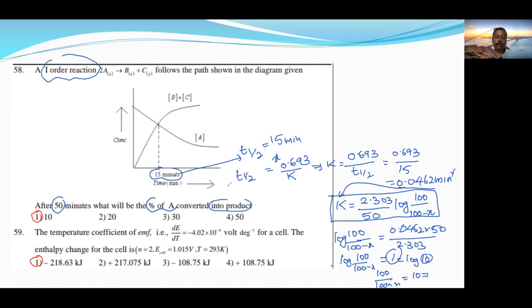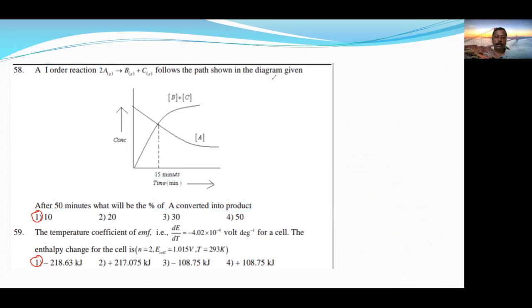Okay. Next, let us see the question from the electrochemistry. I think you have taken screenshot. Okay, now let's see the next question. Temperature coefficient of EMF, dE by dT. That means with respect to when temperature is changed by 1 degree, this much voltage is changed. That is what is called a temperature coefficient. Then enthalpy of cell is, that means delta H you have to find out. Okay, dE by dT is given and you have to find out delta H.